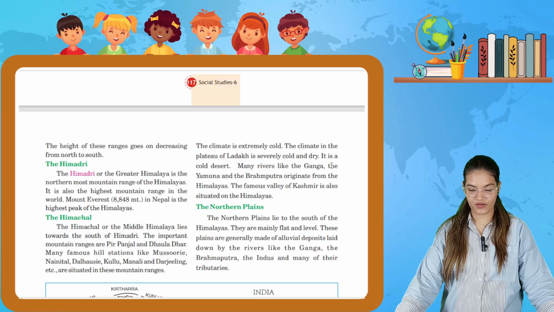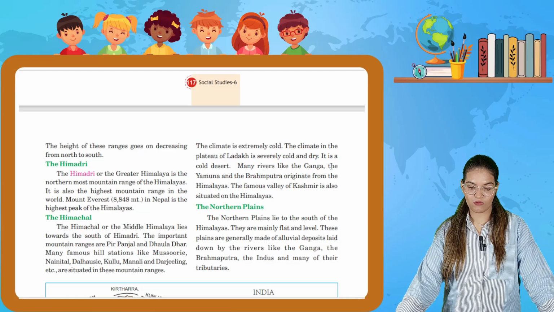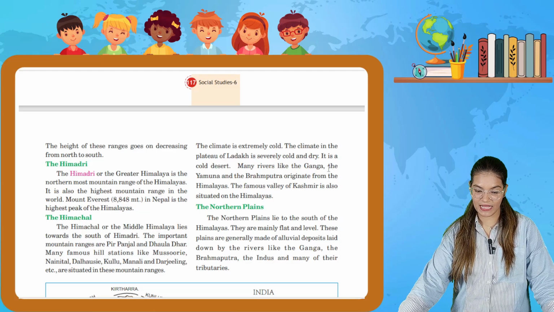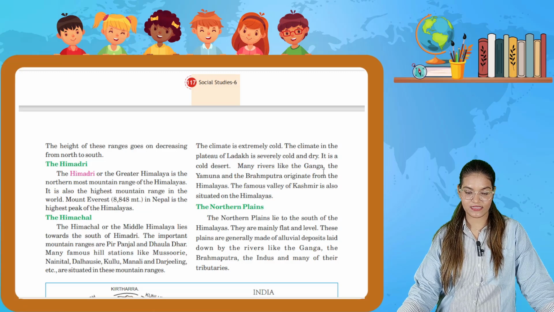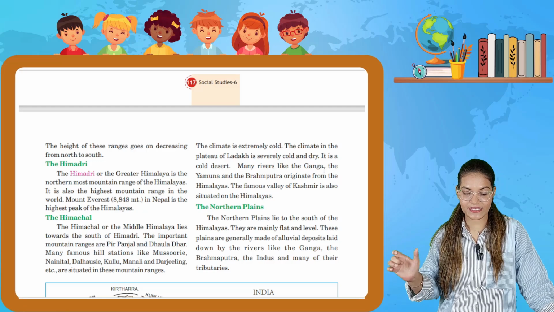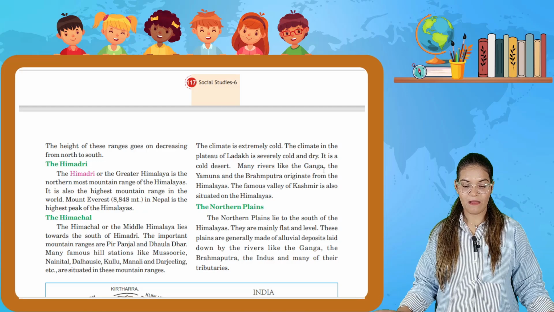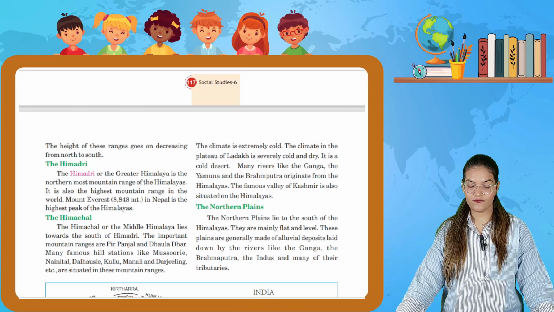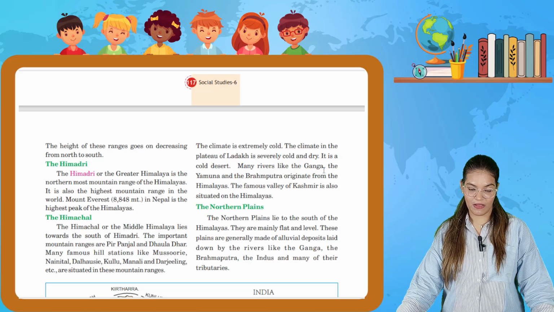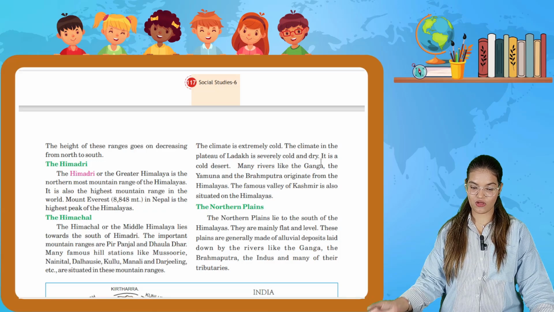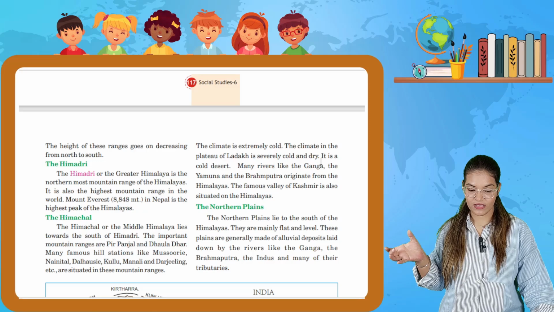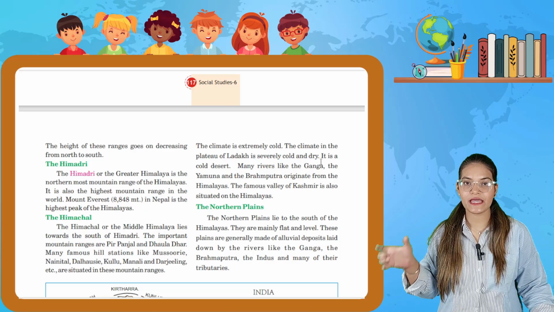The Himadri or the Greater Himalaya is the northernmost mountain range of the Himalayas. It is also the highest mountain range in the world. Mount Everest, 8848 metres, in Nepal is the highest peak of the Himalayas.